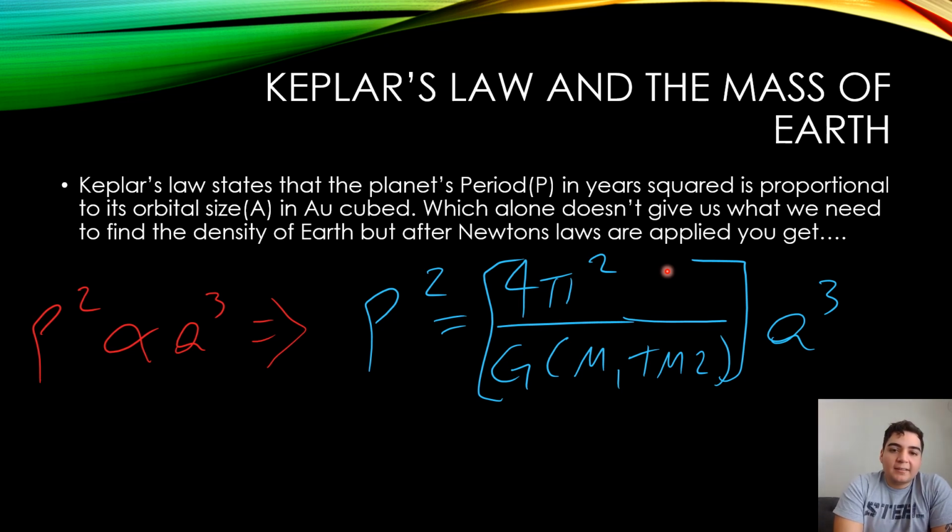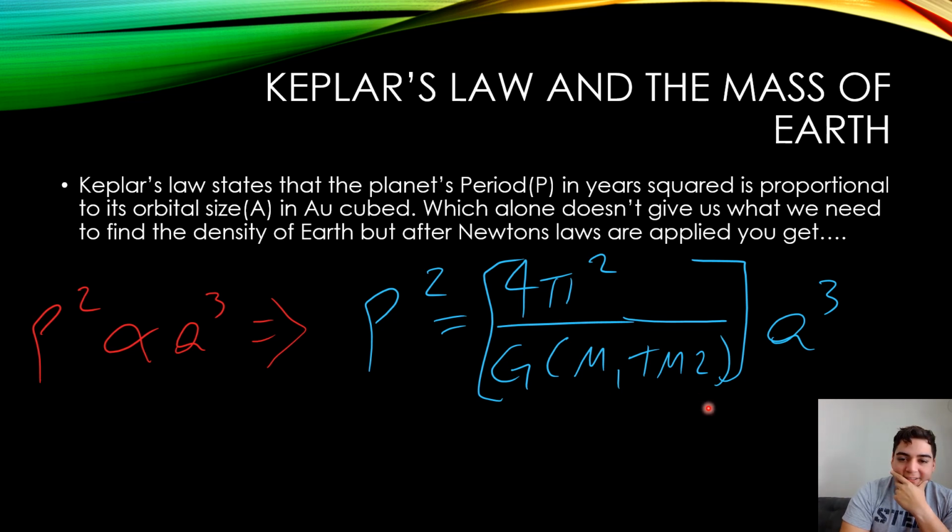So finally, we're discussing Kepler's law and whether it can be used to find the mass of the Earth. Kepler's law states that the planet's period in years squared is proportional to its orbital size cubed, with period in years and orbital size in AU. So this alone doesn't give you what you need to find the mass of the Earth. But after applying Newton's laws, you find that it is possible.